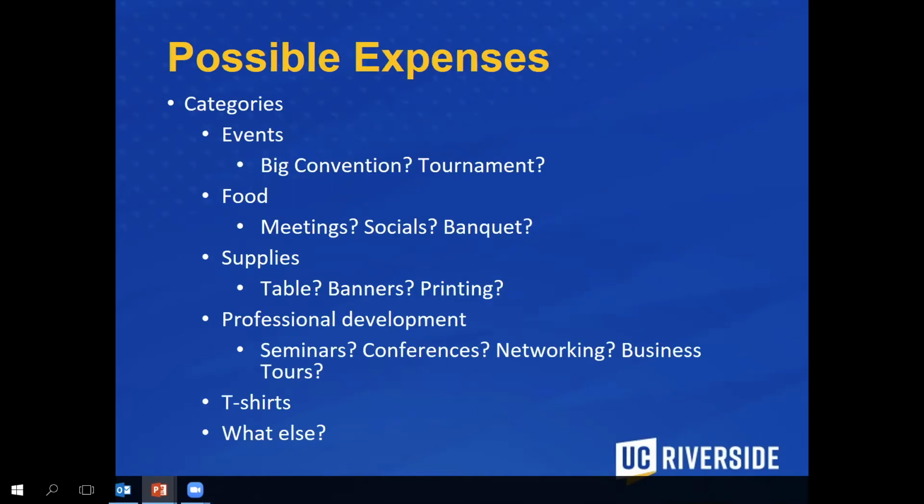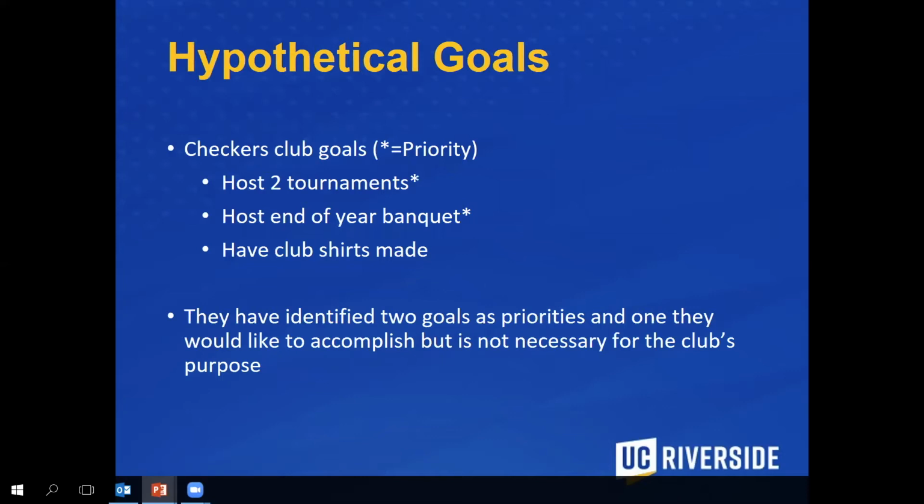There are many categories of expenses: advertising, food, supplies, professional development, t-shirts, other possible expenses. Which of these expenses are things that you will include in your club's budget, depending on what your club's priorities are? For the purposes of this video, we are going to create a hypothetical club called the Checkers Club, and they're going to have two goals that are priorities and one that is not.